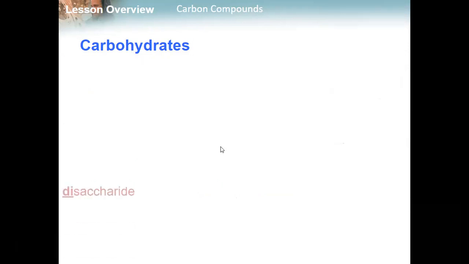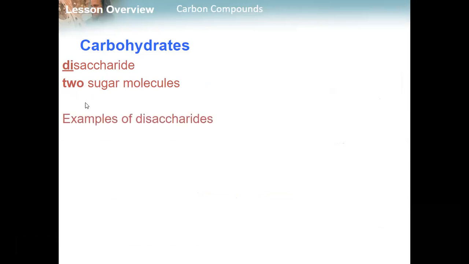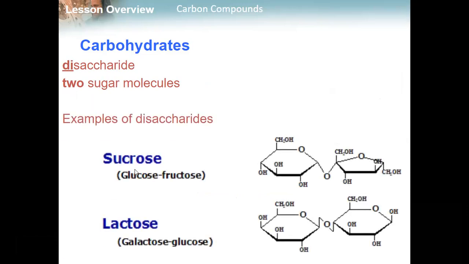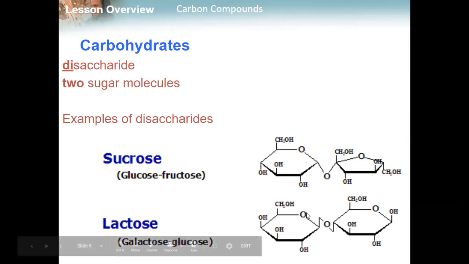But some carbohydrates are disaccharide. That means they're made up of not just one sugar molecule, but 2. Di means 2. So here are some examples of disaccharides. Sucrose, like what you would find in table sugar, is a combination of glucose and fructose. So here we have one sugar molecule and it's attached to another sugar molecule. Lactose is a disaccharide that you would see in milk. It's a combination of galactose and glucose.